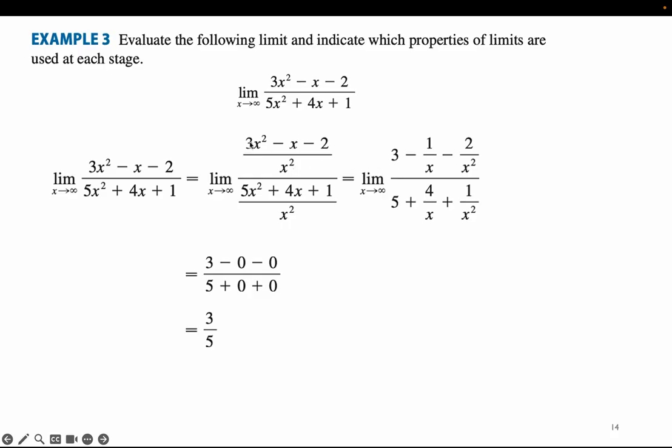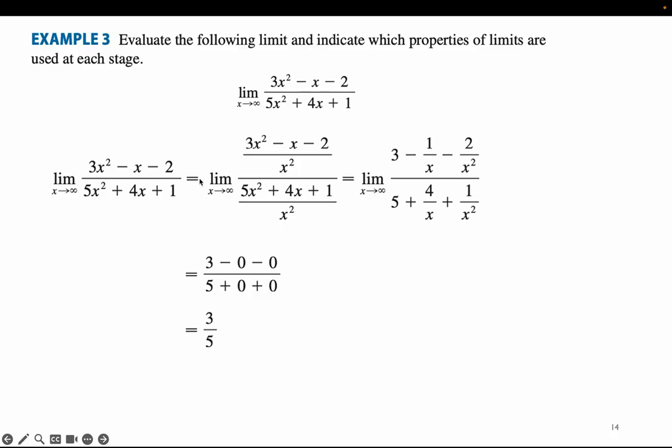So here, 3x squared divided by x squared, that's just 3. Negative x over x squared, if you simplify it, is negative 1 over x. And negative 2 over x squared is just negative 2 over x squared. Same thing at the bottom. Divide everything by x squared. So basically the x squared gets canceled out. And then these other terms have some power of x at the bottom.